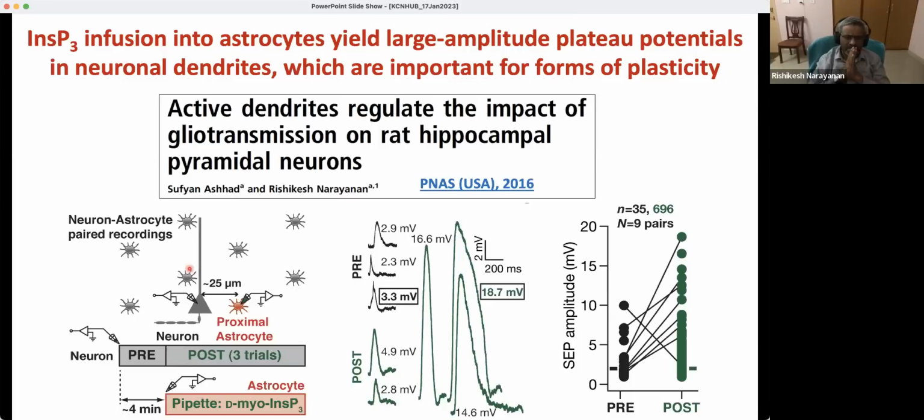Right? So this is work by Sufyan, and what he did was he characterized the impact of gliotransmission on the active dendritic structures. He patched onto different locations along the hippocampal pyramidal neuron somatodendritic axis and asked how exactly gliotransmission manifests. Before this, it was known that there were these slow inward currents that manifest as a consequence of gliotransmitters. So he asked what exactly do they manifest as in the dendrite when you have gliotransmission occurring in the proximal and the distal astrocytes that are present over there.